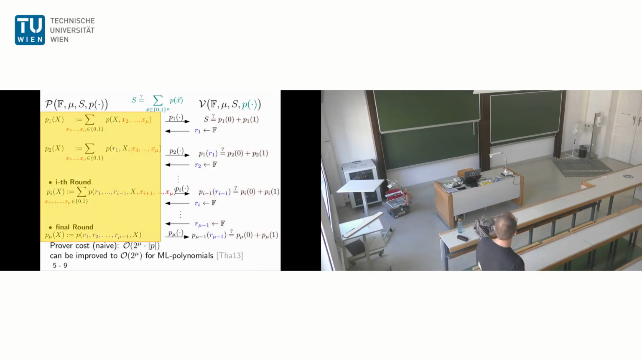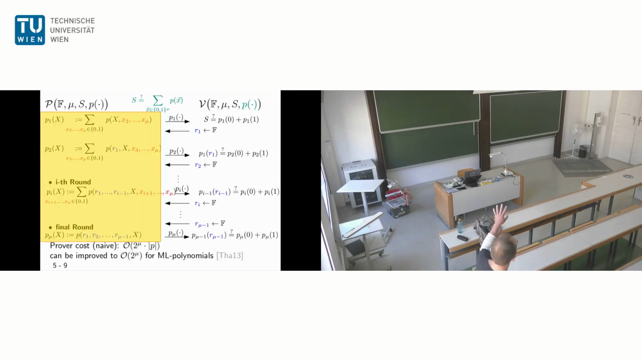The prover cost, naively, and here most treatments of the Sumcheck protocol skip that, because the prover cost is not so easy. You need to go more into the detail. But very naively, like we said at the beginning, it's 2 to the mu polynomial evaluations. But there are many ways to optimize that. And in particular, for multilinear polynomials, it will be just 2 to the mu many operations. Okay, so this is important.